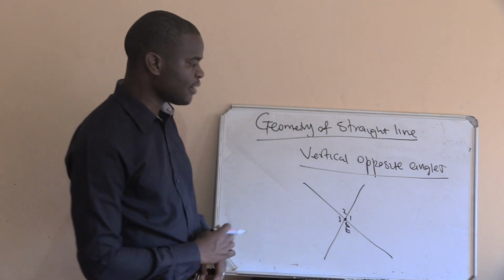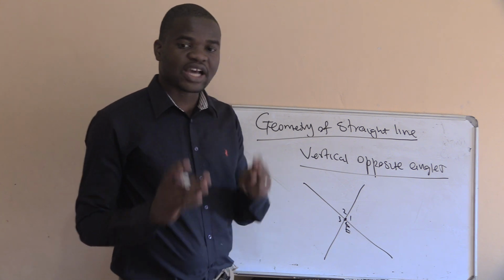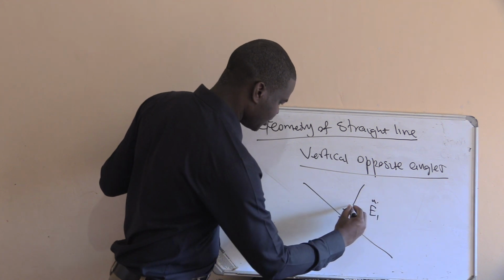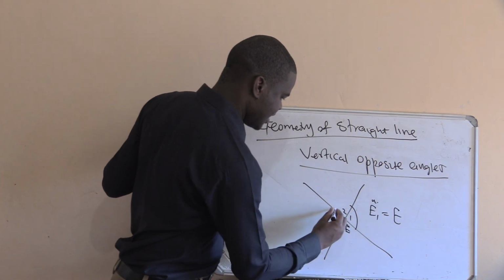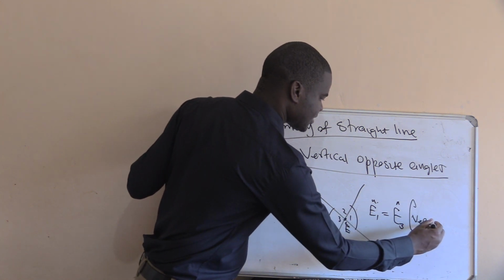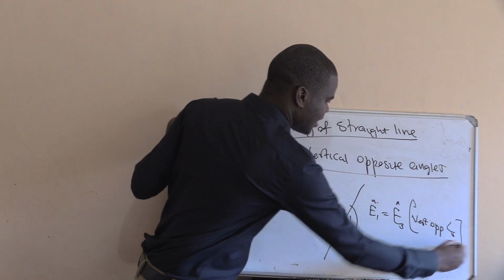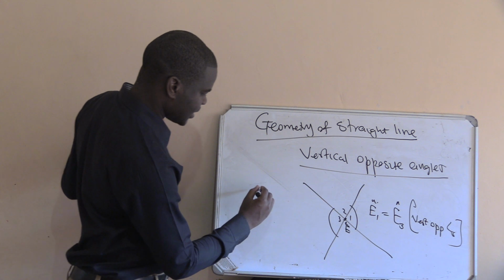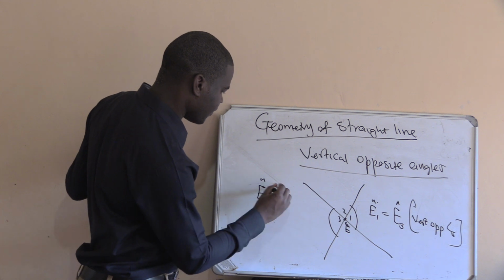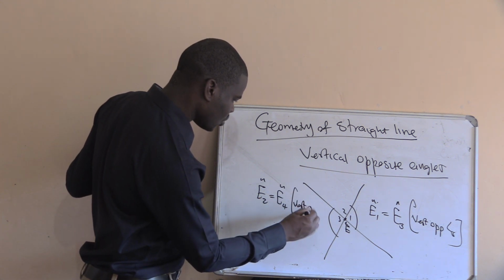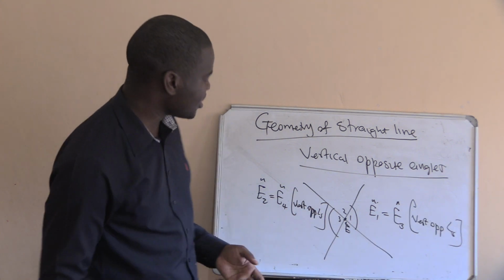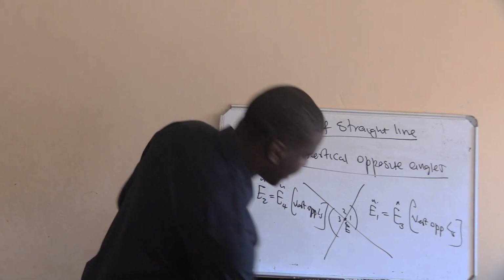So meaning that when we talk about vertical opposite angles, the angles that are opposite to each other are equal. Meaning that angle E1, which is this, is equal to angle what? E3. You see? What is the reason? The reason here you write vert op angles are equal. And another one is what? E2. Angle E2 is equal to angle E4. What is the reason? Vert op angles. So the vertical opposite angles are equal. Don't forget, vertical opposite angles are equal.